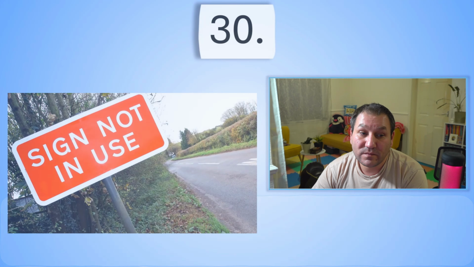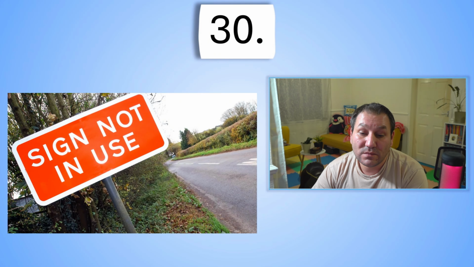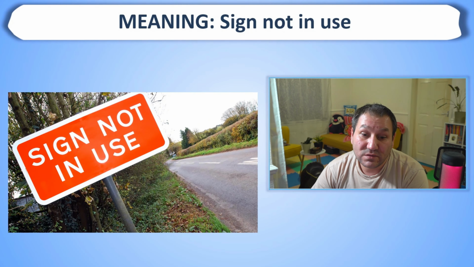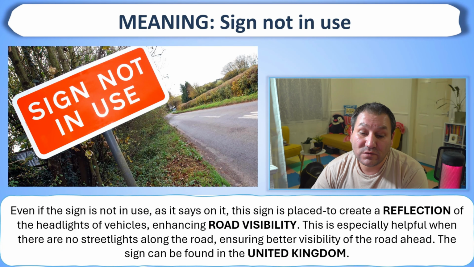30. Meaning sign not in use. Even if the sign is not in use, as it says on it, this sign is placed to create a reflection of the headlights of vehicles, enhancing road visibility. This is especially helpful when there are no street lights along the road, ensuring better visibility of the road ahead. The sign can be found in the United Kingdom.